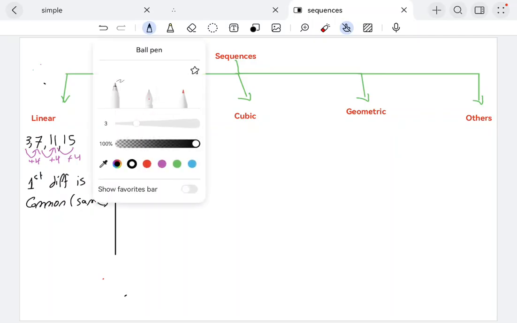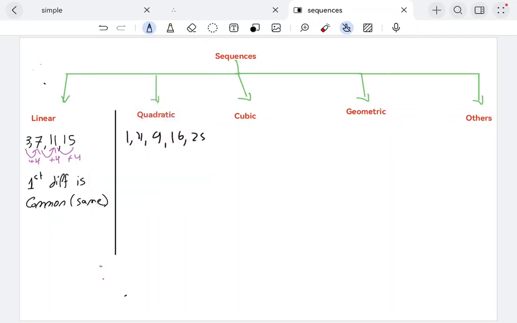And let's get the difference every time. From 1 to 4 we need to add 3. From 4 to 9 we need to add 5. From 9 to 16 we need to add 7. From 16 to 25 we need to add 9. Look now, do we have a constant difference? Like here we have 4, 4, 4, 4. No, we have different differences. The first difference is not constant.